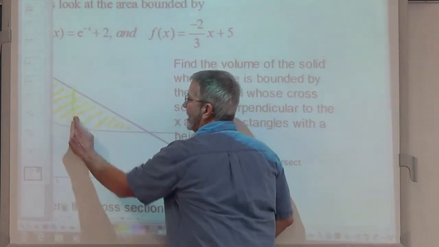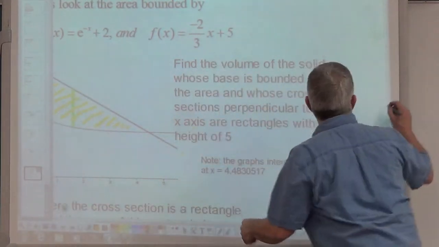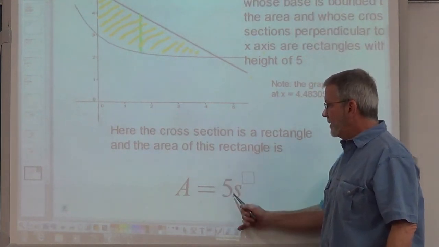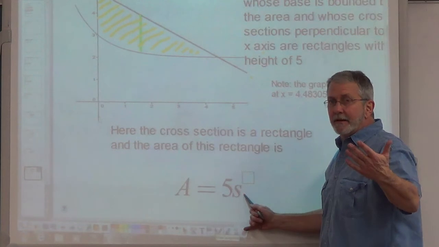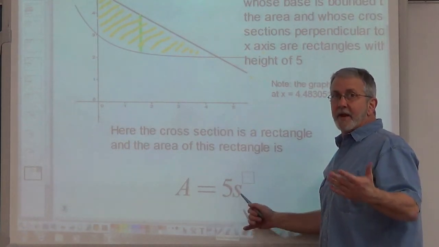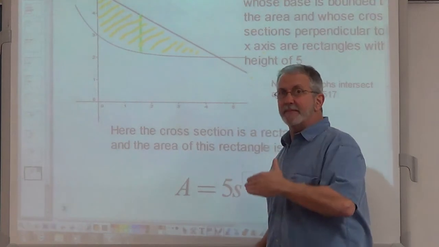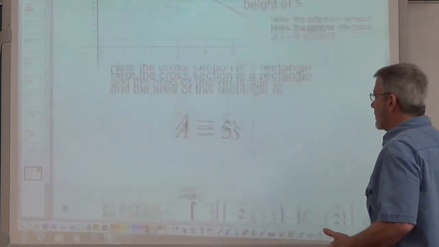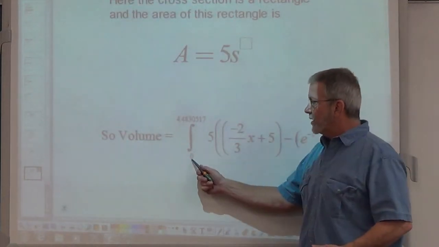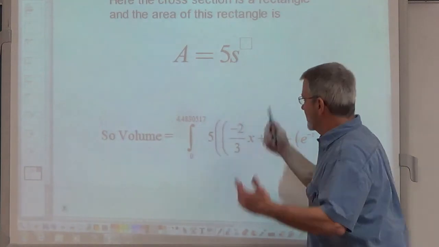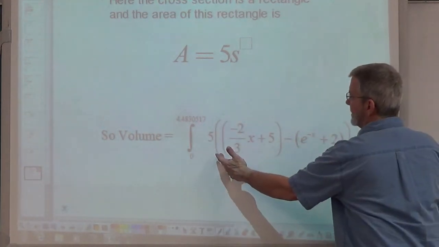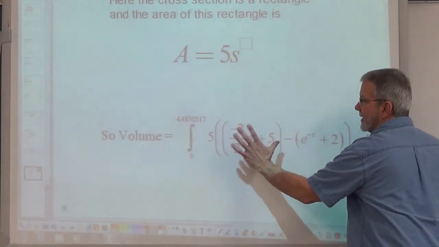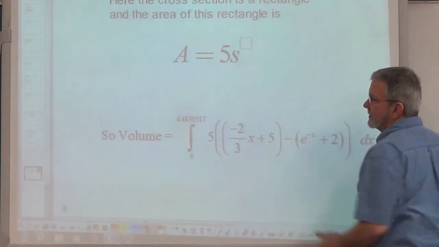Now we have a rectangle. Base, height is 5. The cross-section is a rectangle. The area of the rectangle is 5 times the base, 5s. The area of a rectangle isn't pi times base times height. It's just base times height. So what is the volume? The volume is simply going to be the integral from 0 to 4.4830517 of 5 times s, 5 times the base, the base being that vertical distance. Top minus daggum bottom, times 5.